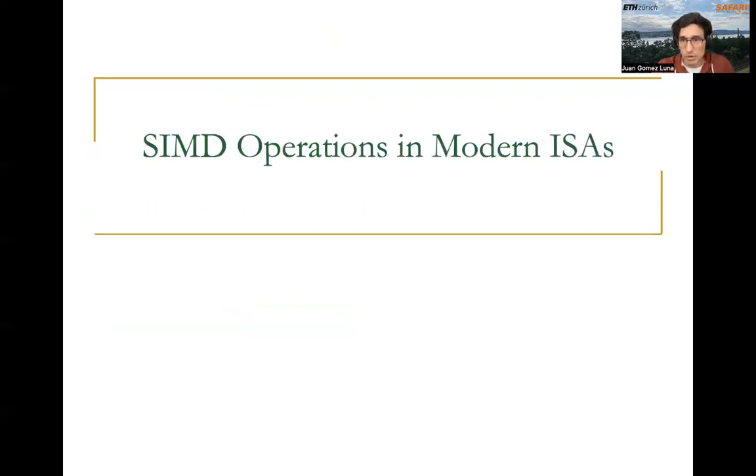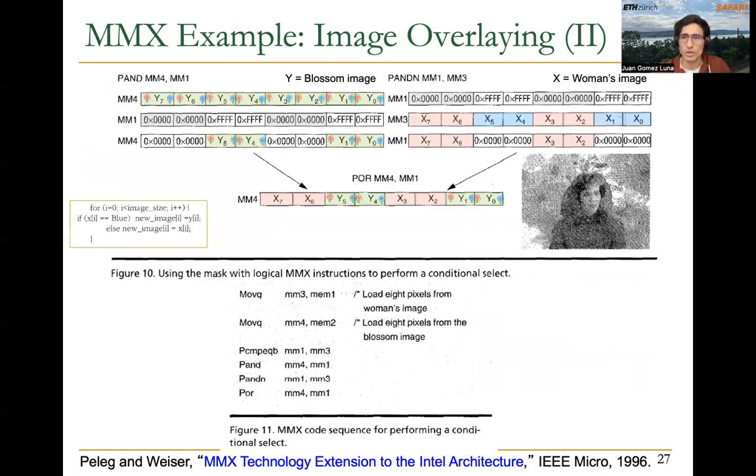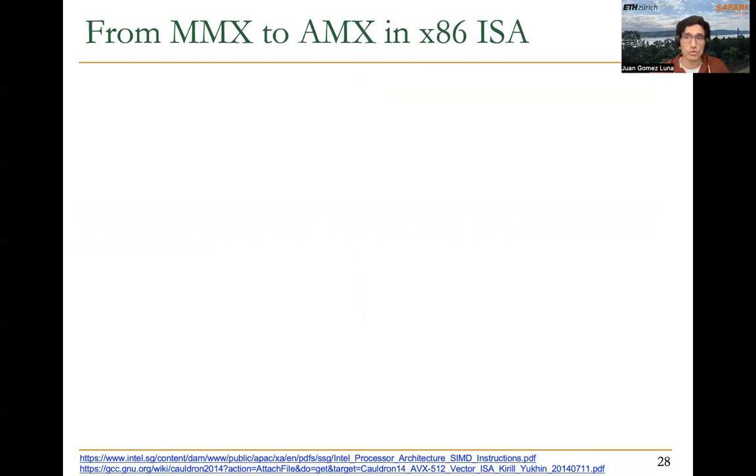Okay. Remember that SIMD processors are almost everywhere these days. I mentioned in the previous lecture SIMD operations in modern ISAs. We were talking about this example of MMX instructions, how to do the overlay of a human on top of a background image, and we were reviewing how to perform this operation using MMX registers and these MMX instructions. The MMX instructions were the first SIMD extensions of x86 processors. The total width of the MMX registers was 64 bits, and for integers.